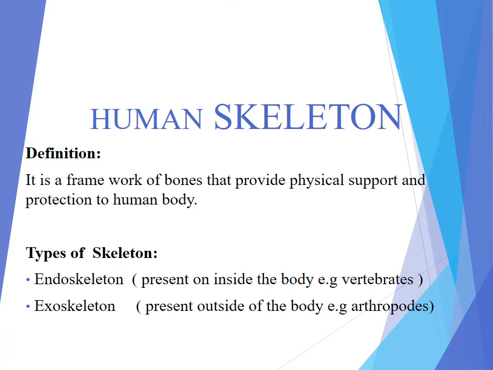Types of skeleton. There are two types of skeleton: endoskeleton and exoskeleton. Endoskeleton is present inside the body, like in vertebrates, and humans are also included in vertebrates. They have a vertebral column and a proper bony framework inside the body. Therefore, they have an endoskeleton. Exoskeleton means the skeleton which is present outside the body. The group of animals which comes under arthropods, mostly the six-legged insects, have a soft layer of bone or cartilage outside the body, which is called exoskeleton.